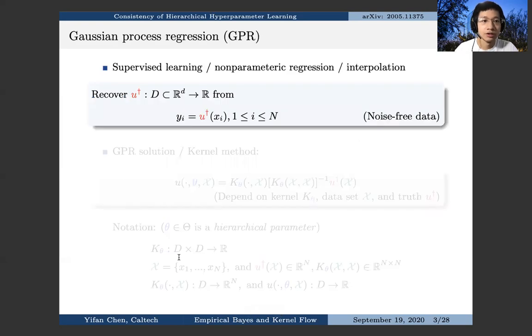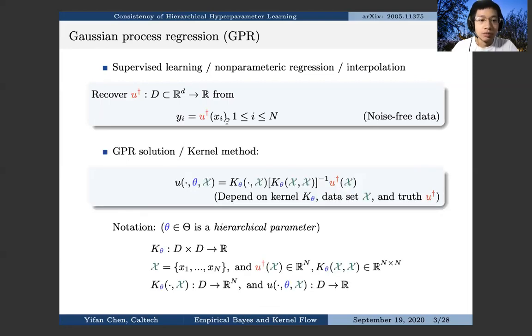To get started, we first give a reminder of Gaussian process regression. We are solving the supervised learning problem, or in statistics language, we are doing non-parametric regression, or from a numerical analysis perspective, interpolation. We want to recover u dagger from its pointwise values, y_i equals u dagger(x_i), i from 1 to n. Here we assume the noise-free scenario, so we don't have noise in the observations, to keep it simple.